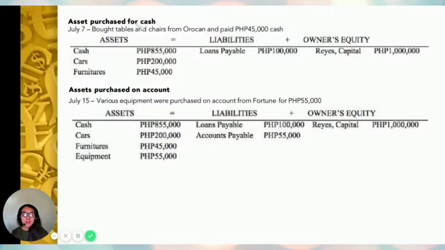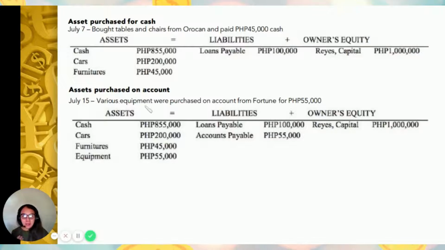From asset purchased for cash, now we're going to talk about assets purchased on account. What is the difference between the two? In this case, we bought asset and we paid cash. In this case, we bought asset and we haven't paid anything. Okay? Now, July 15th, various equipment were purchased on account from Fortune for 55,000 pesos.